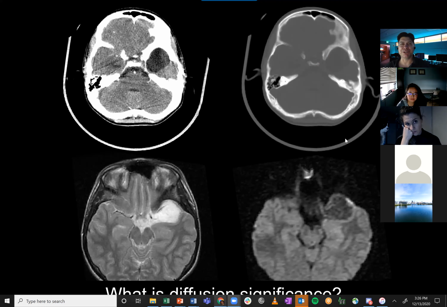What is this guy right here? That is the retromandibular vein. It's the big vein. This is a muscle right there. What is that muscle? Medial pterygoid, I would say. Well, that's the medial pterygoid.